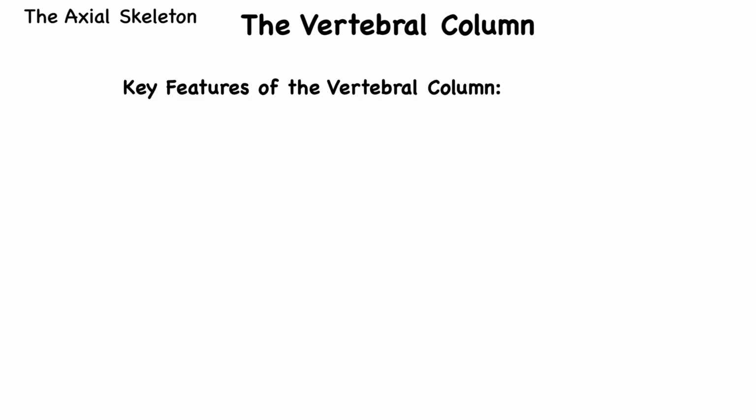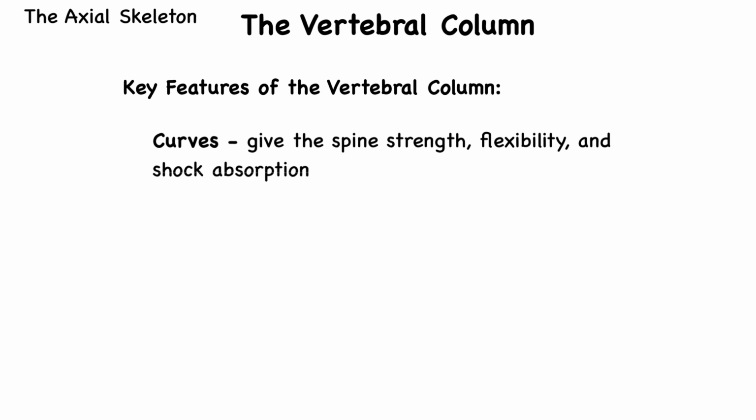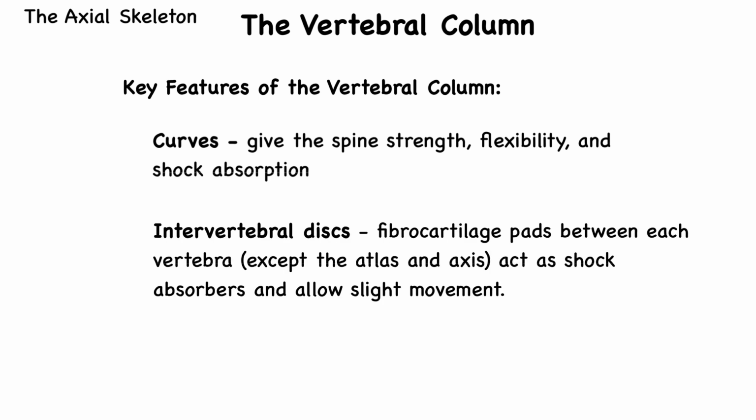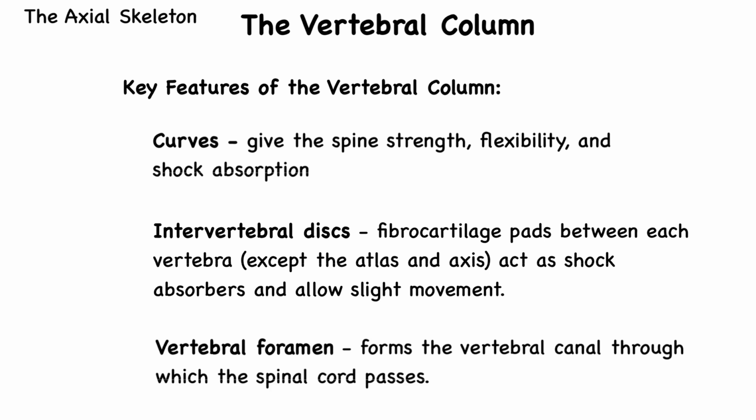Some key features of the vertebral column include the curves. These curves give the spine strength, flexibility, and shock absorption. Adults have 4 spinal curves: cervical, thoracic, lumbar, and sacral. The intervertebral discs. These are found between each vertebrae, except between the atlas and axis, and these are fibrocartilage pads that act as shock absorbers and allow slight movements. And then there's the vertebral foramen, which forms the vertebral canal, and this is going to be the area where the spinal cord passes through.